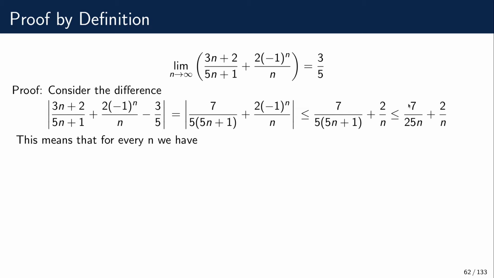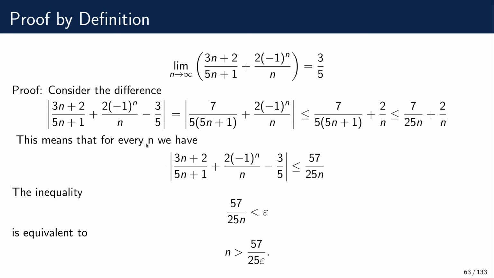It's basically 2 plus 7 over 25, and all of it times 1 over n. So if I were to show you that I can make this expression smaller than epsilon for every n that is big enough, then of course I can make this expression as small as I wish. So this means that for every n we have, after I add those together, that this is smaller than 57 over 25 over n, okay?